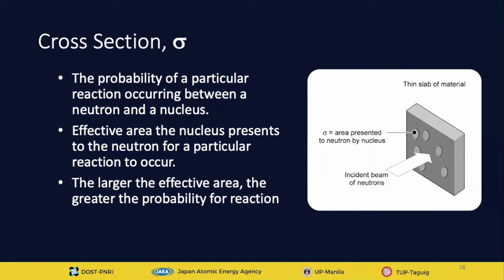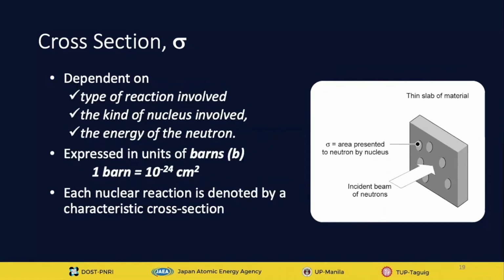Cross-sections can either be microscopic or macroscopic, and it is dependent on three things: the type of reaction involved, the kind of nucleus involved, and the energy of the neutron. For instance, the absorption of a thermal neutron or a slow neutron in most materials is much more probable than the absorption of a fast neutron.